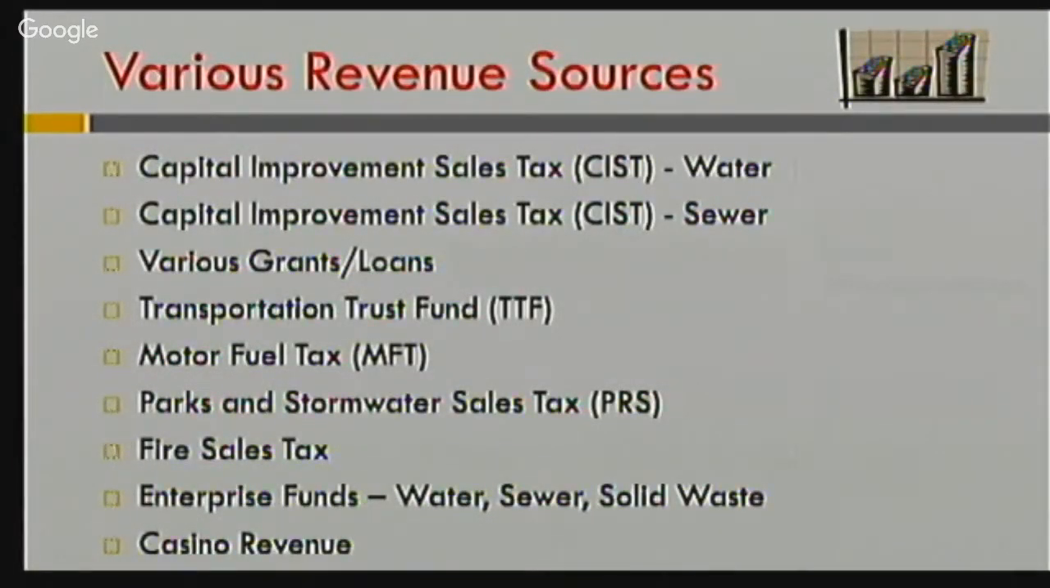Because we're a community that has many different needs, we need to be able to leverage many different revenue sources to be able to provide those needs. So when we talk about our capital improvement plan, these are the revenue sources that we'll be talking about. We have our sales tax for both water and sewer. We have various grants and loans from federal and state entities. We have our TTF. We have our motor fuel tax, which is administered by the state. We have PRS, which has been a major topic lately. We have our fire sales tax, our enterprise funds, which are supported mostly by user fees. And then we have our casino revenue.